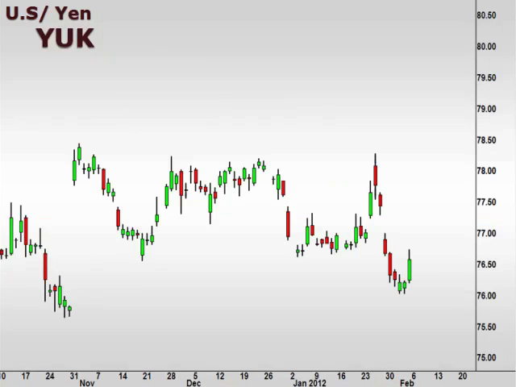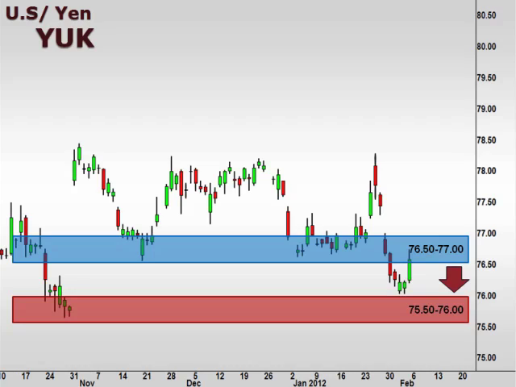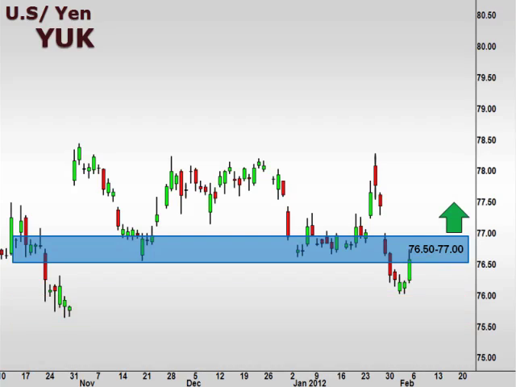Next up, the YUK, the US dollar versus the Japanese yen. Well, the YUK sliced through our 76.5 support level to test another support along the upper range of our 75.5-76 focal zone before bouncing. While the pair is retesting 76.5 for resistance, we are cautious of a continuation lower. We will need to see a break above 77 to lend credibility to any move higher.